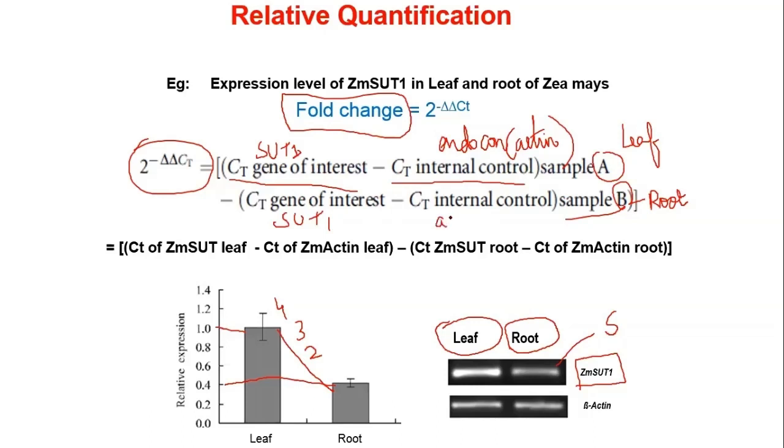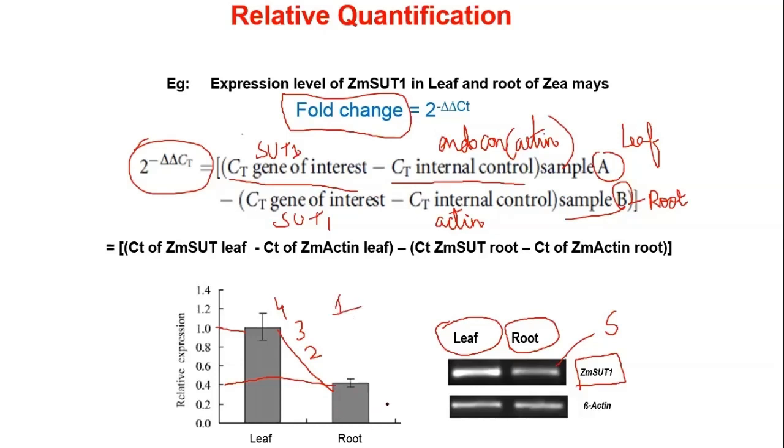And here in root also actin will be present. So you're taking the internal control in root as the actin gene. So you subtract the entire value for leaf minus the root, and that will give you the fold change. So how much sucrose transporter is present in leaf as compared to root. From the picture that is given to you, I can say that the leaf has twice the expression level of sucrose transporter 1 as compared to root.